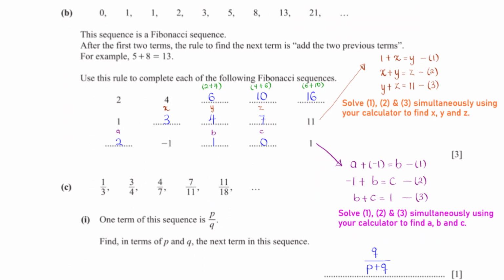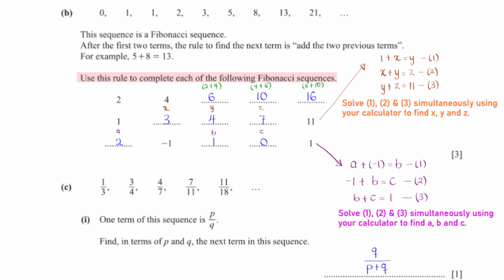This sequence is a Fibonacci sequence. After the first 2 terms, the rule to find the next term is add the 2 previous terms. For example, 5 plus 8 is equal to 13. Use this rule to complete each of the following Fibonacci sequences.